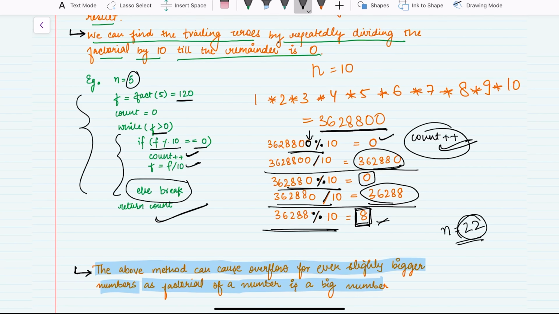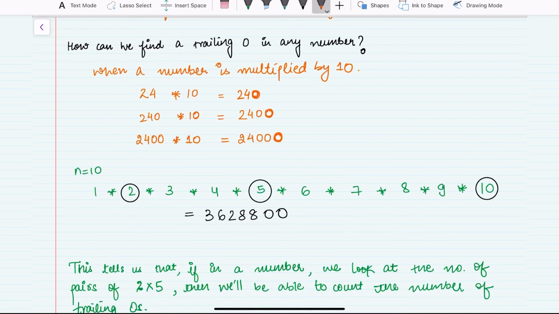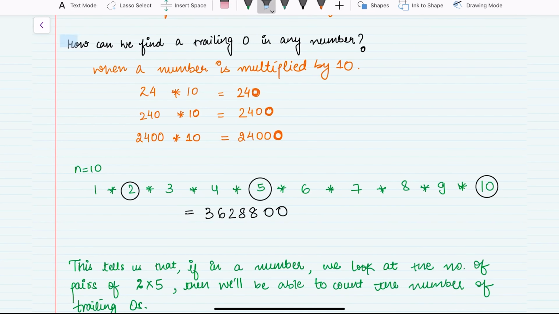So what should we do now? Let's see what is a better approach. How can we find a trailing zero in any number? When a number is multiplied by 10, we get a trailing zero. Let's see 24. If it's multiplied by 10, we get 240. Here we have got a trailing zero just because we have multiplied it by 10.